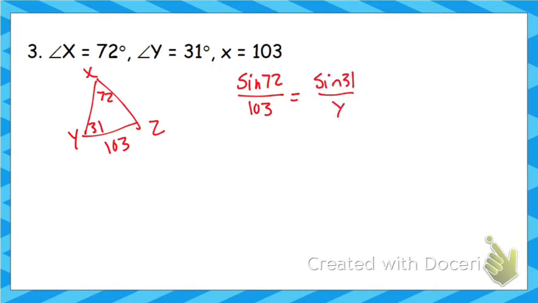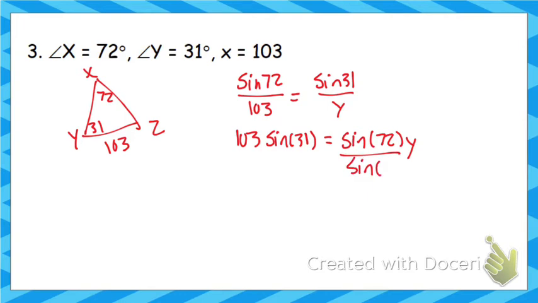Doesn't matter what you find first. We'll cross multiply. Remember, do not multiply the 31 that's part of the sine by the 103. Okay, the argument has to be left alone. So we'll just divide. So 103 times sine 31, and then divide by sine 72. And I get that side Y is 55.8.